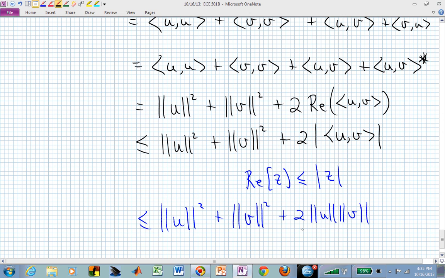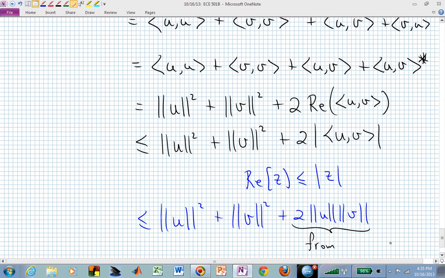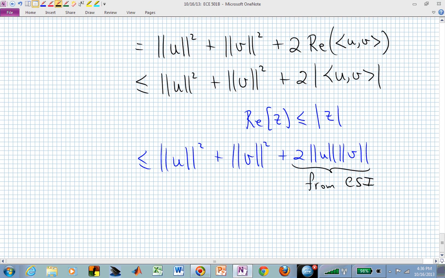And this was, I think I misspelled that. That's why I just need to abbreviate it CSI. Okay. Doesn't have a T in it, does it? Schwarz. Questions on that? And what was that bigger than? That was bigger than u plus v quantity squared.